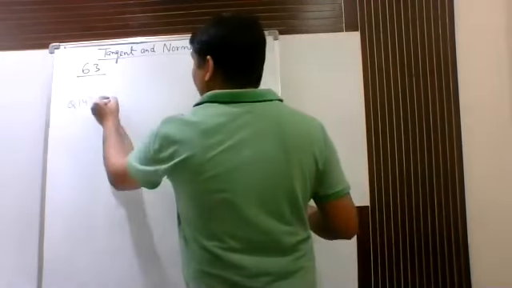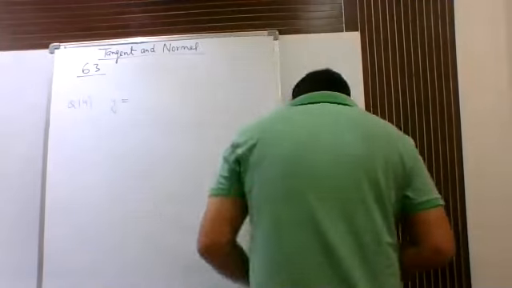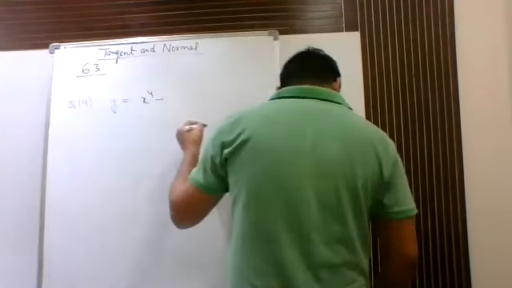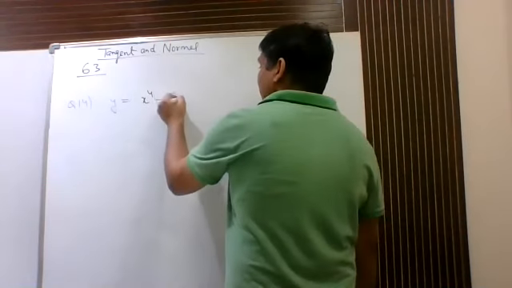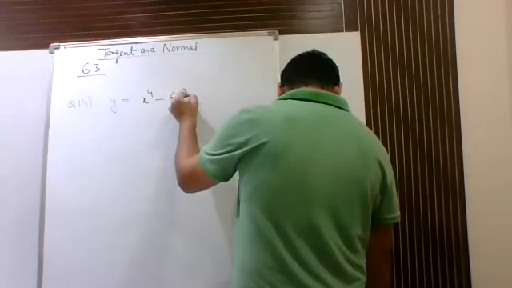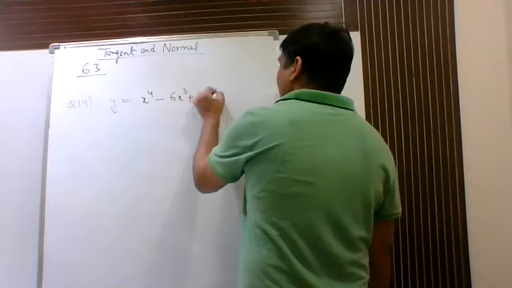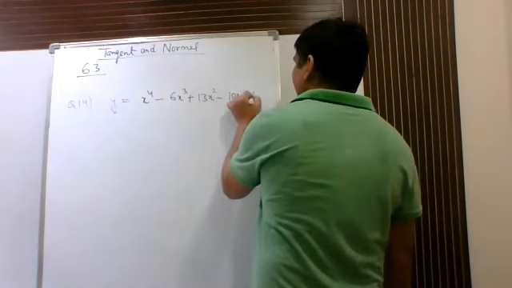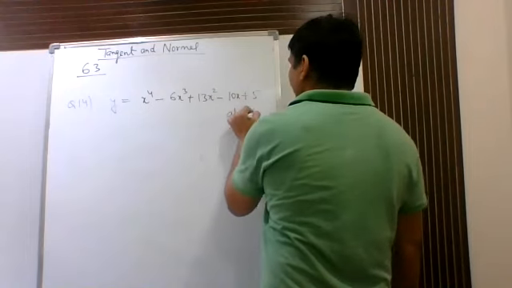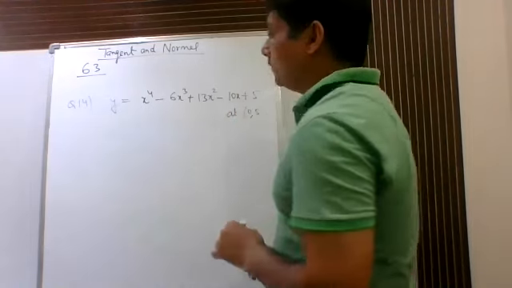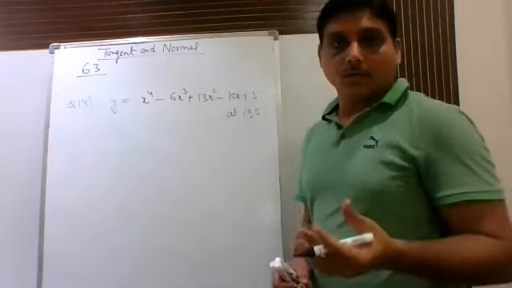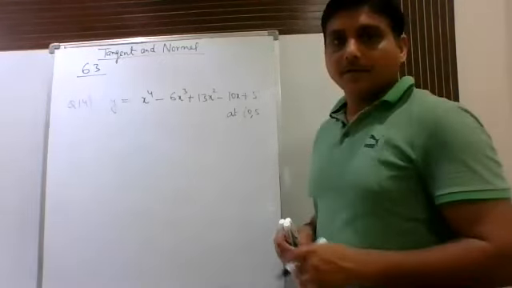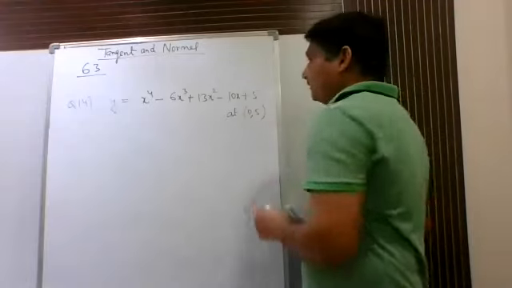So here this curve is given: y is equal to something. Write down that equation, y is equal to x to the power 4 minus 6x cube plus 13x square minus 10x plus 5 at (0, 5). So here the question is, find the equation of the tangent and normal for this curve at (0, 5). Now the first step is you will start with the derivative.